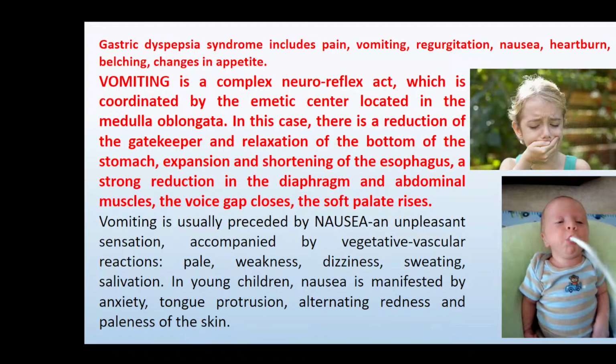Gastric dyspepsia syndrome includes pain, vomiting, regurgitation, nausea, heartburn, belching, change of appetite. What is vomiting? Let us look at the term. Vomiting is a complex nerve reflex act which is coordinated by the vomiting center located in the medulla oblongata.